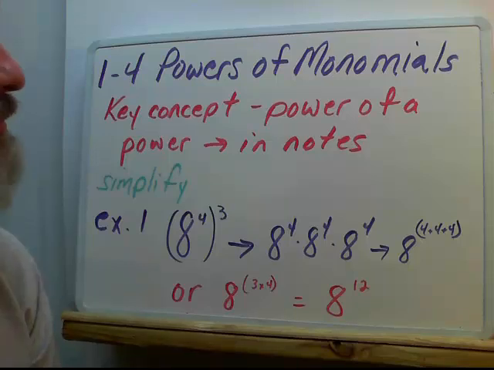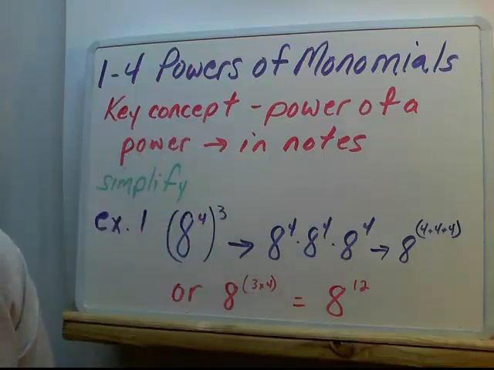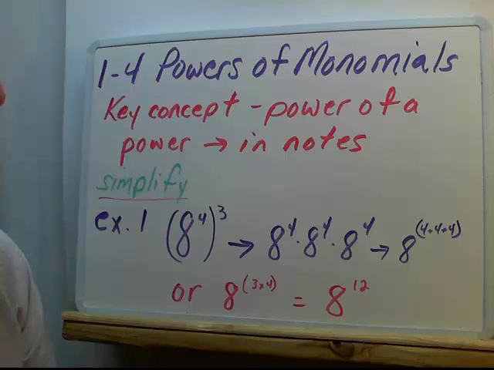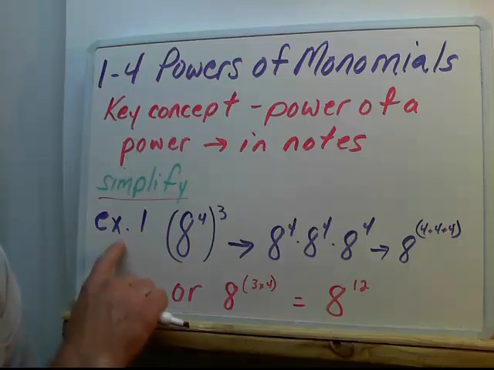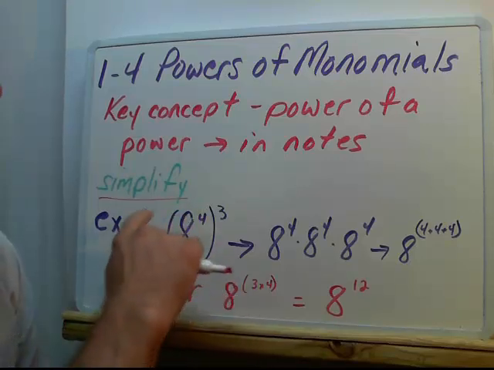Lesson 4 in Chapter 1, Powers of Monomials. Don't forget, first of all, to put your key concept, power of a power, in your notes from the beginning of this lesson. We are being asked right off the bat to simplify, so remember we always have to keep in mind our instructions. First example is 8 to the 4th power in parentheses, and then all of that to the 3rd power.